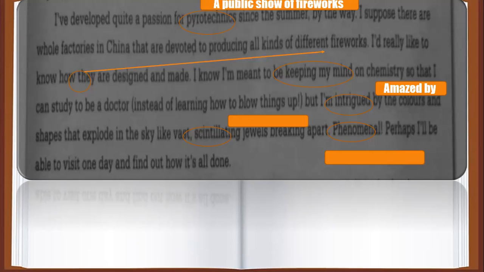I'd really like to know how they are designed and made. So Todd wants to know how they are designed and made. The pronoun they refers to, excellent, the fireworks. So Todd wants to know how the fireworks are designed and made.